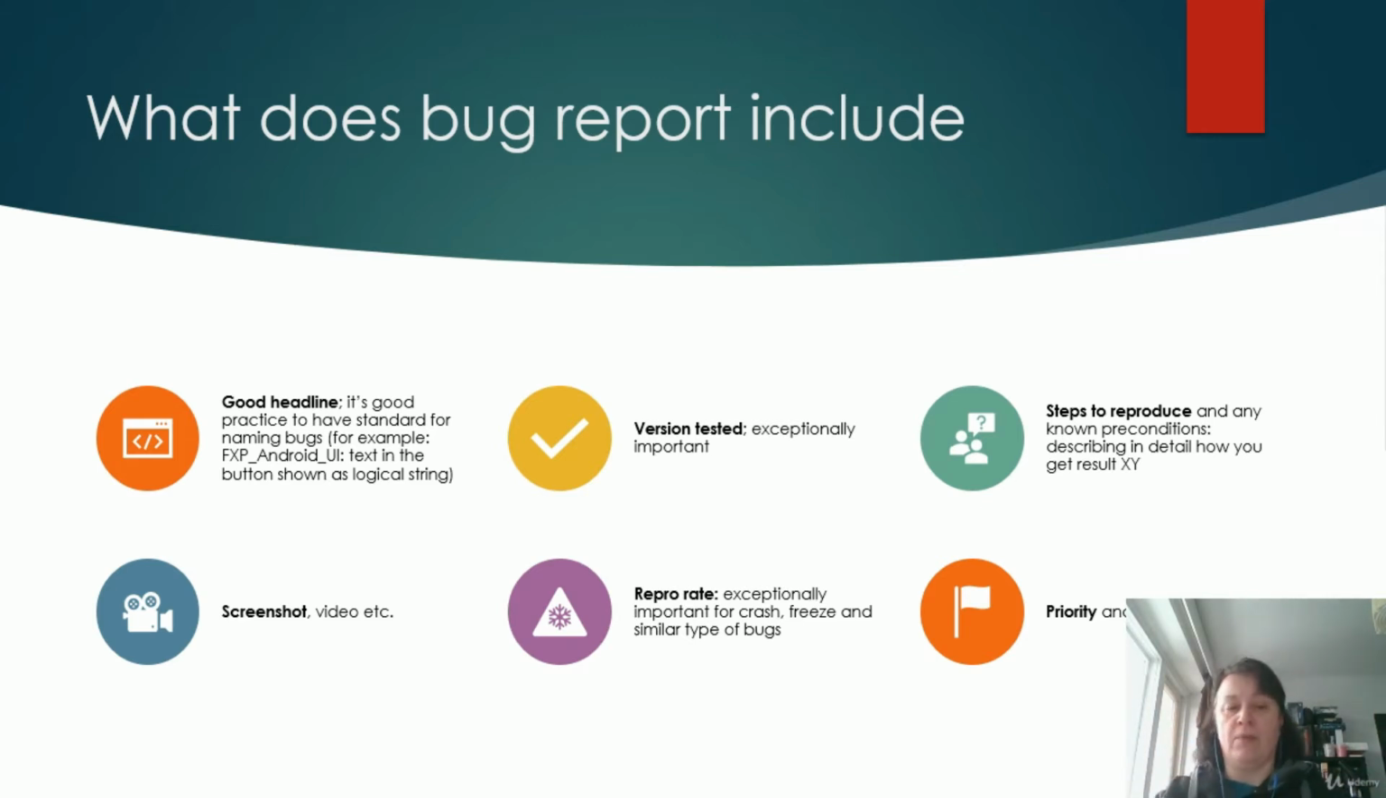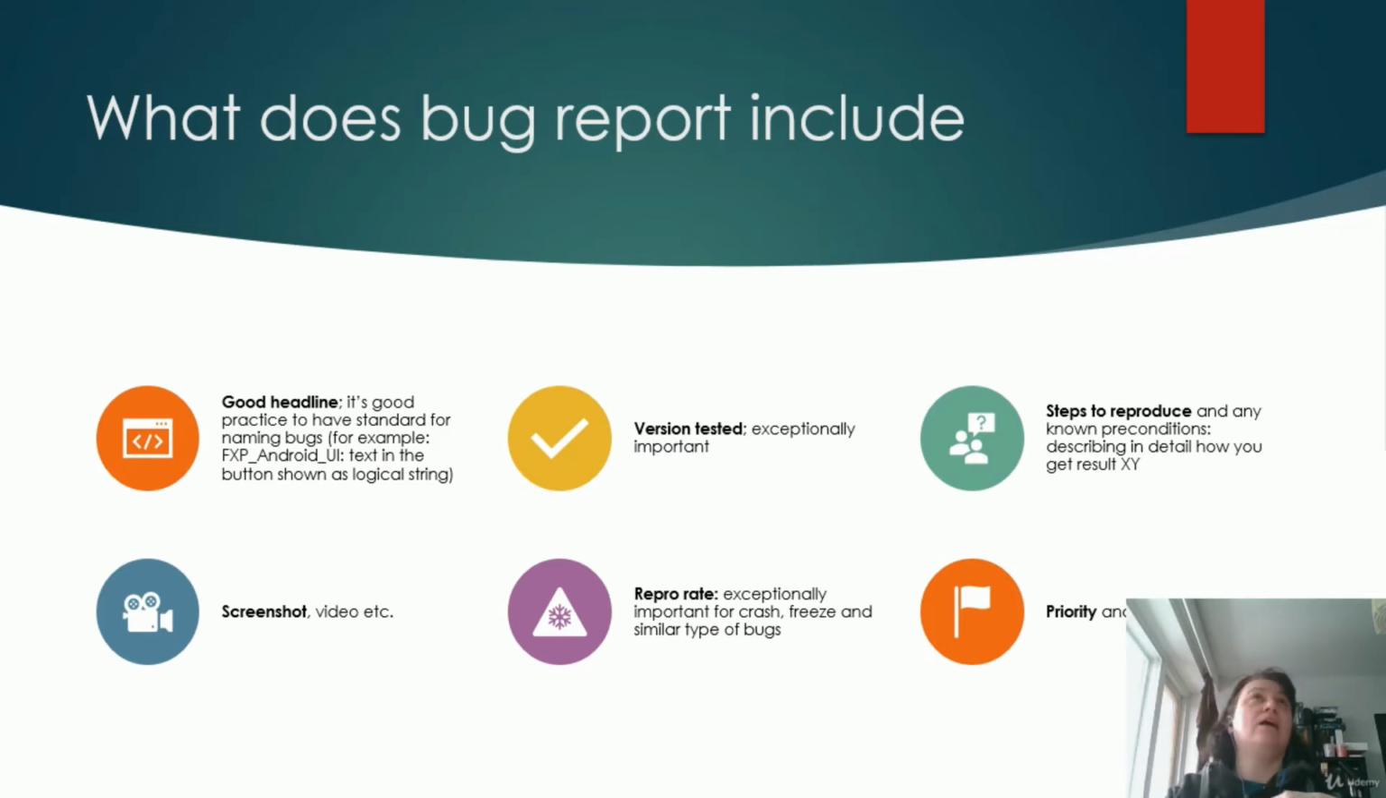For example, you might start with the initials of the person who reported, or the initials of the outsourced company that reported bugs. Then you can have something like the platform, Android, iOS, something else, then the part of the game where that bug appears, like UI, levels, performance, and then a short description of the problem. So here we have one example of how it could look, but it doesn't have to be like that, as long as it has some kind of standard that everybody can understand and follow, it's going to make everybody's life much easier.